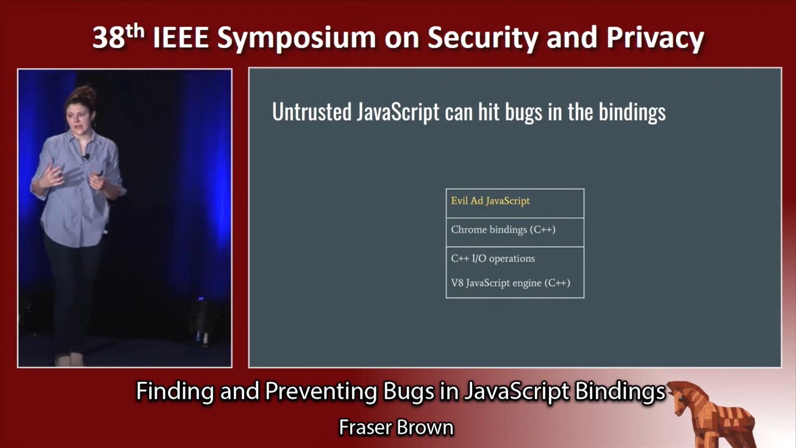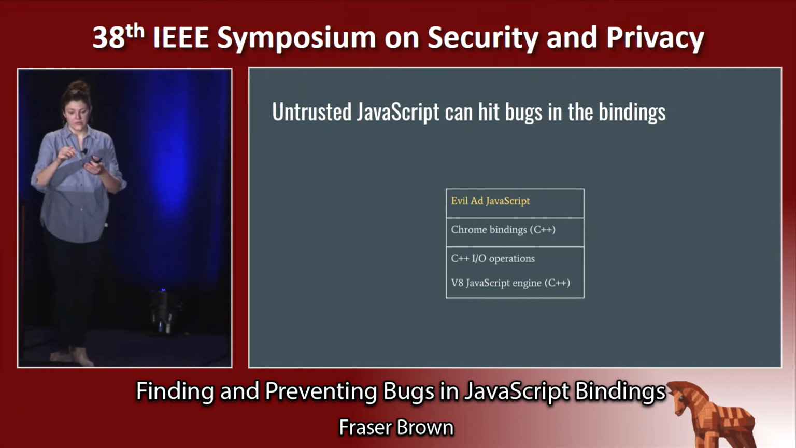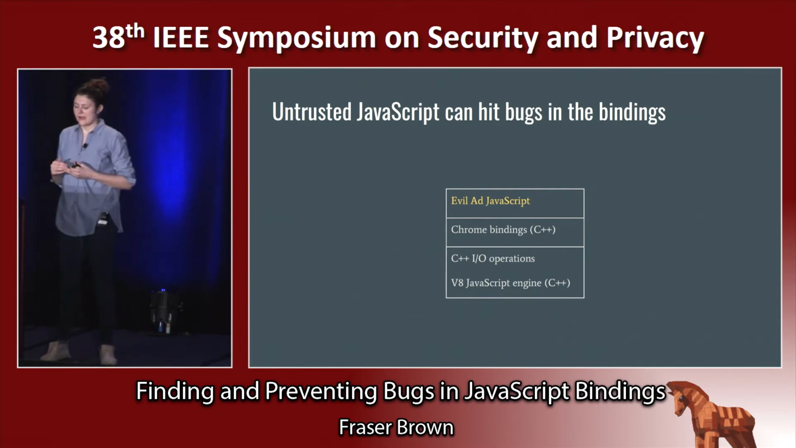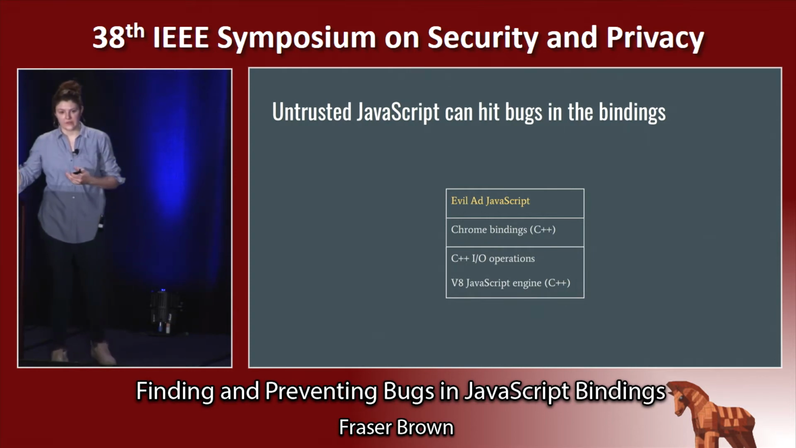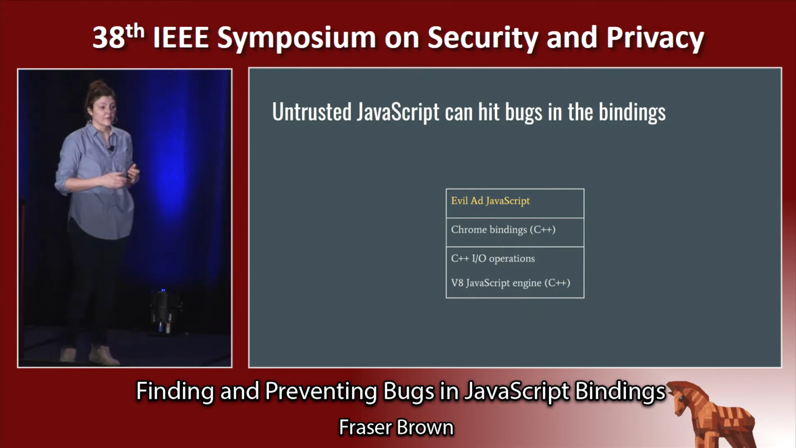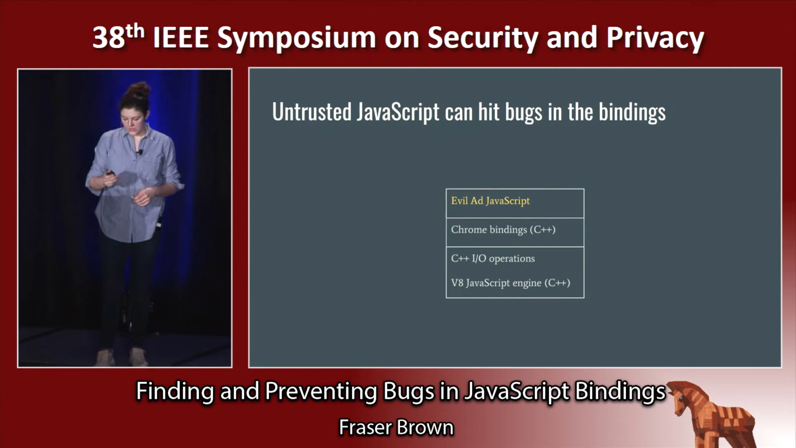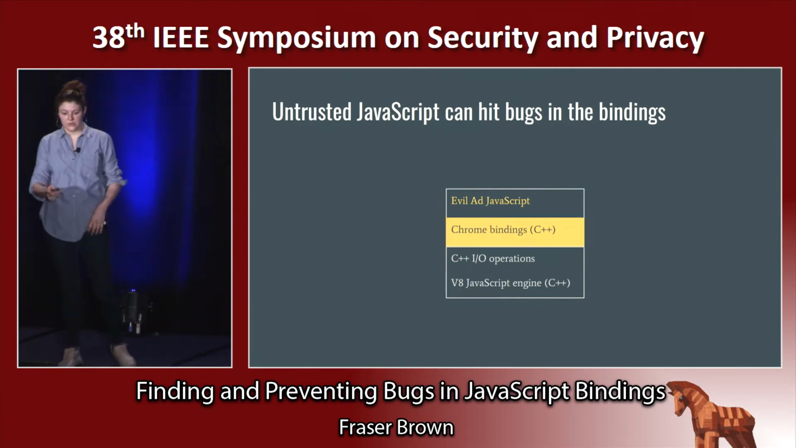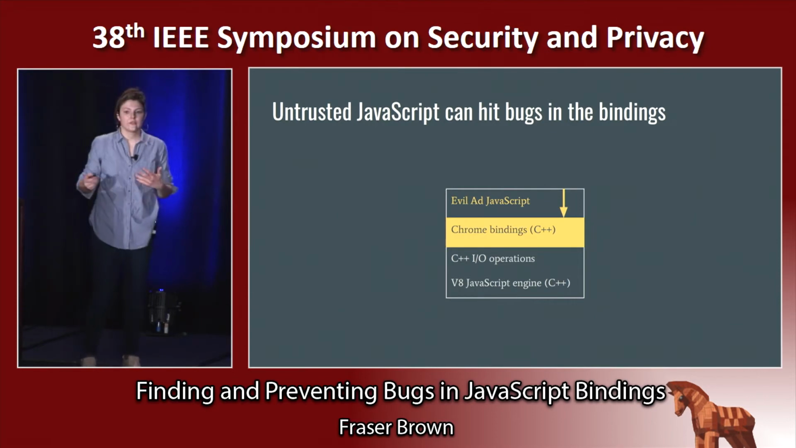So if I'm an evil ad developer, and I'm able to identify a line of code in those C++ bindings in the browser, if I can figure out how to trigger that from JavaScript, I've introduced a hard crash from JavaScript. And remember that this is possible because binding code can accept user JavaScript arguments. So OK, we've identified our bug. We're able to hit it from JavaScript. And now we've reintroduced the crash to JavaScript.